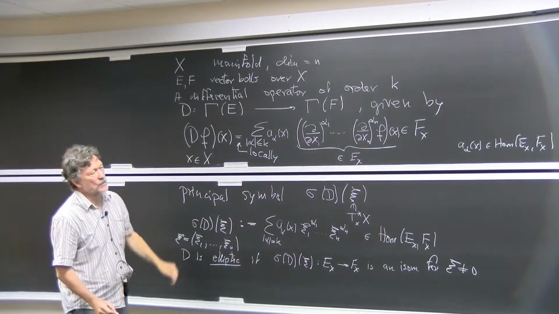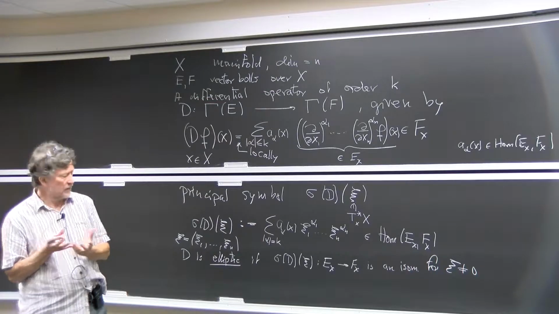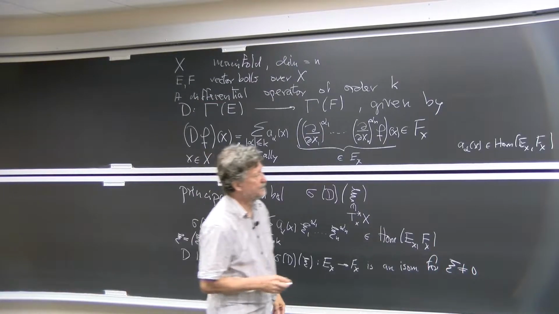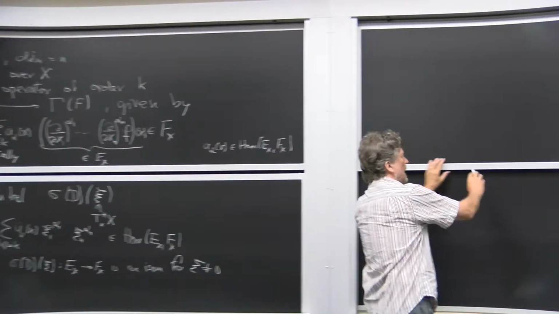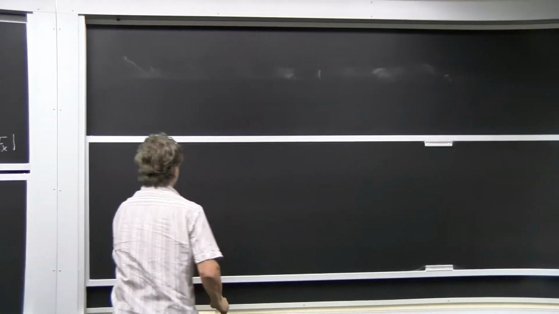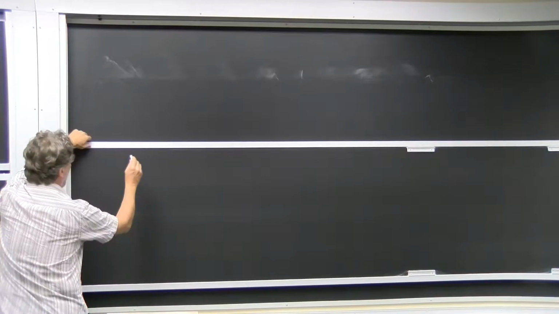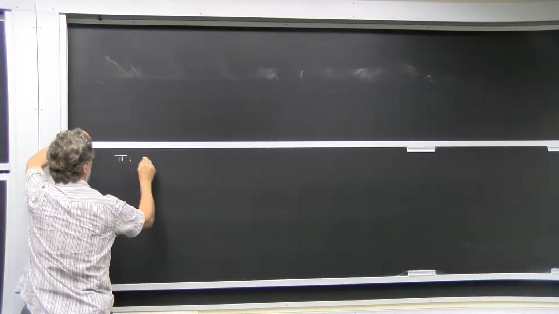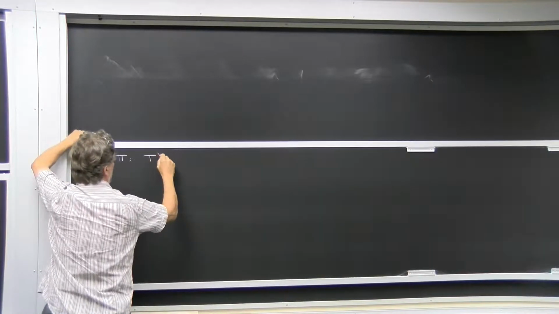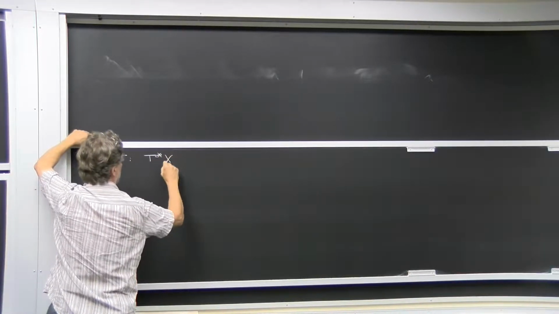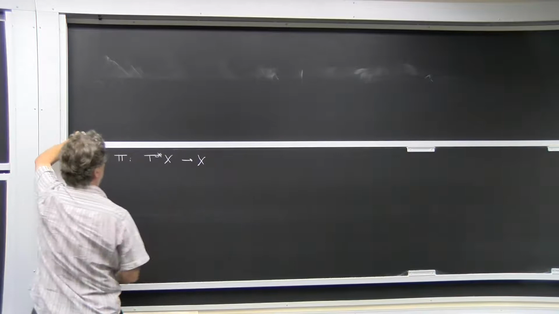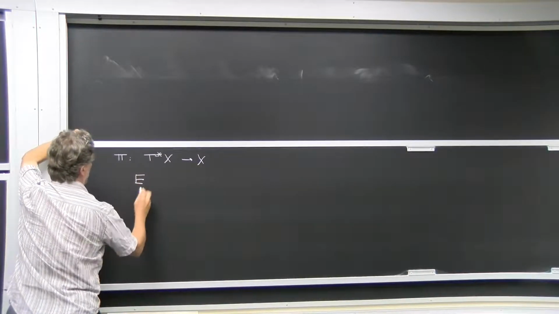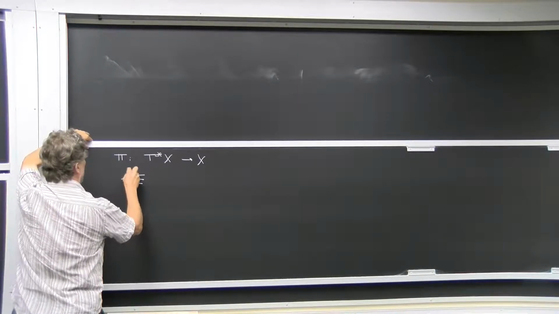Okay. So now I want to think of this sigma_D of xi in a slightly different way. I want to say that what I see is a map from the pullback. So let me denote by pi the projection map from the cotangent bundle of X into X. And then I can take the vector bundle E and pull it back via pi.